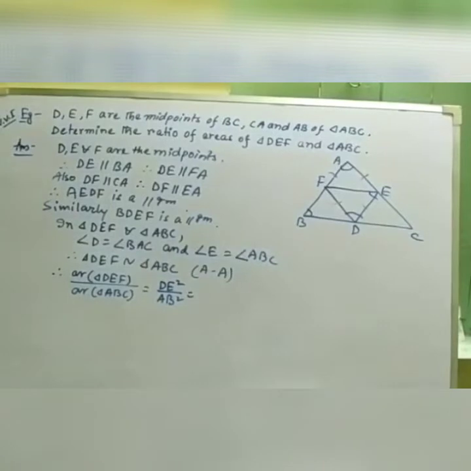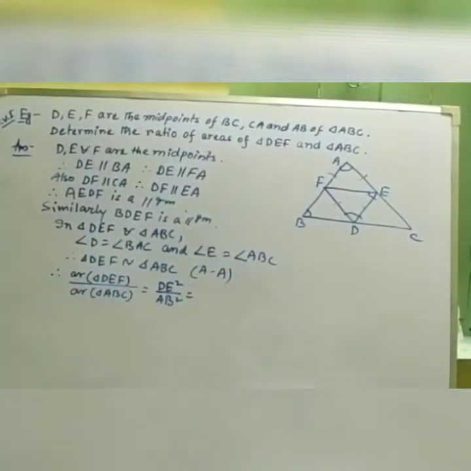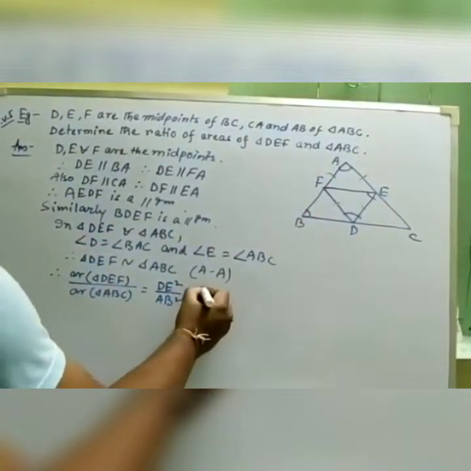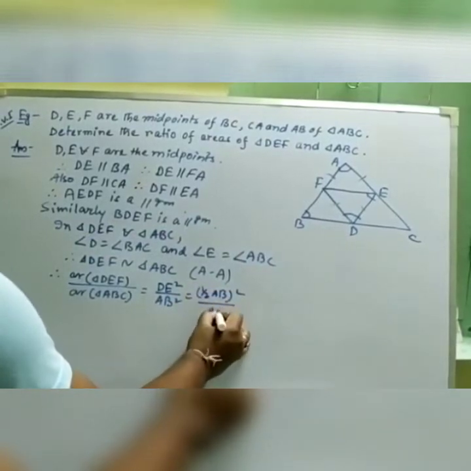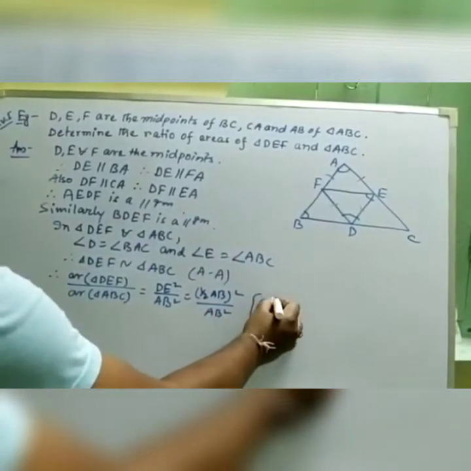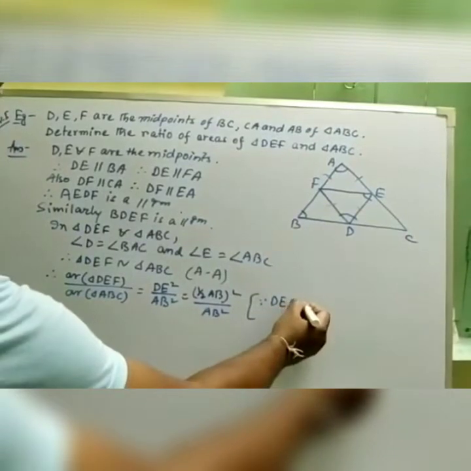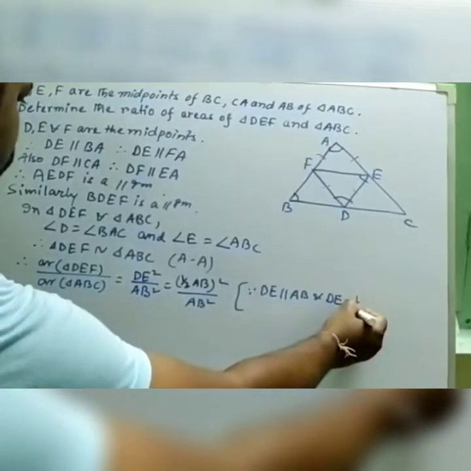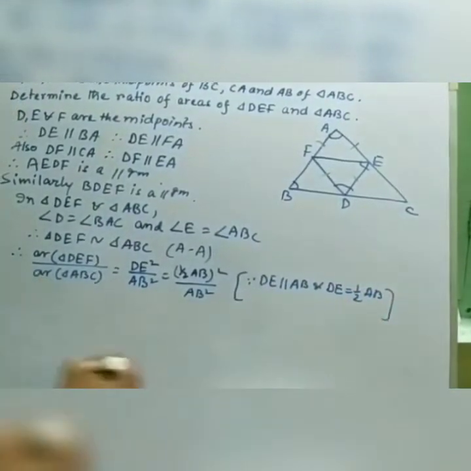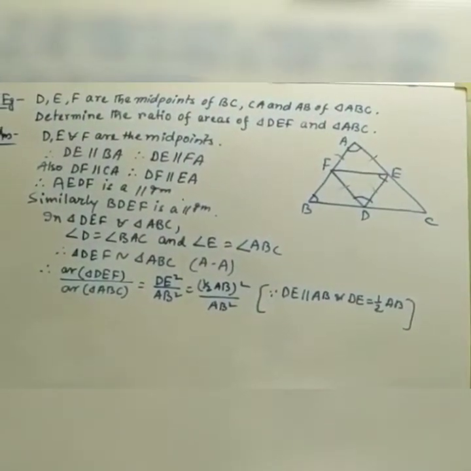Now, what is DE? By the midpoint theorem you have learned that the line is parallel to the third side and half of it. So line DE is half of AB, so in place of DE we can write half AB whole square by AB square. And the reason you need to write here is, since DE is parallel to AB and DE is half of AB, by the midpoint theorem we got this. Okay, so DE parallel AB and DE equals half of AB.